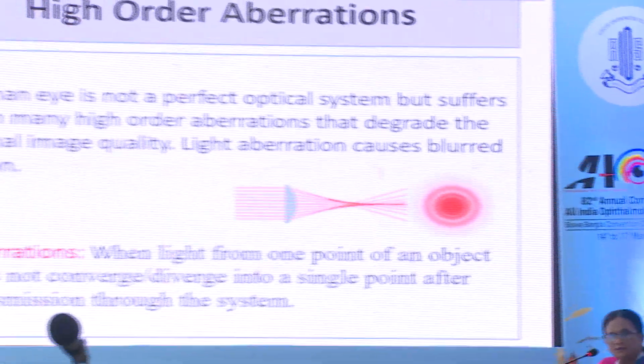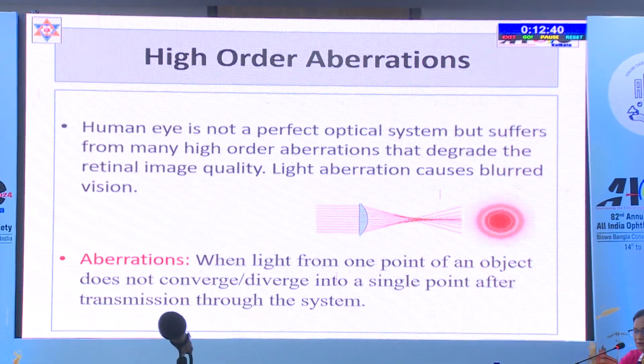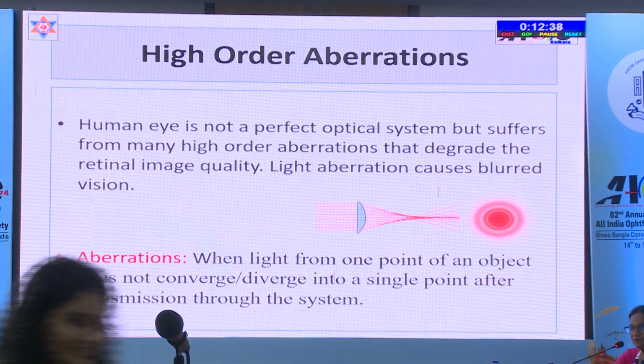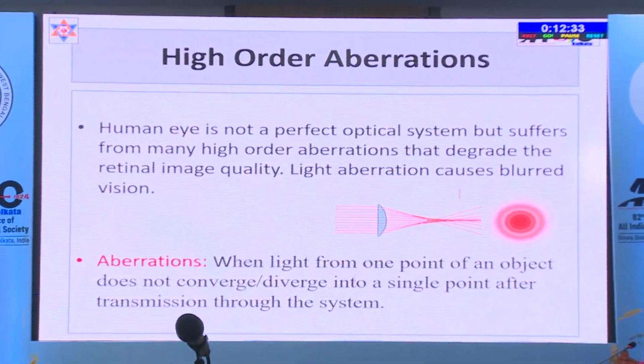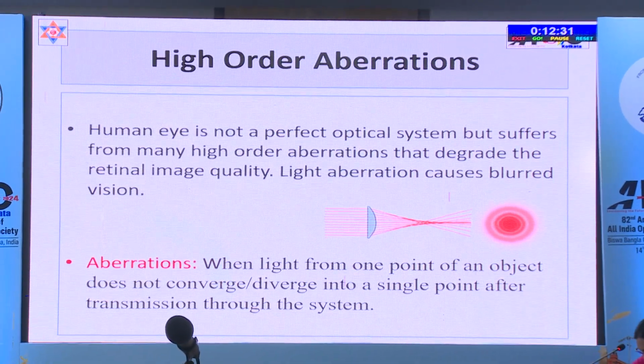This topic, high order aberrations and keratoconus, is something which is not talked about much, and it is very important because it is actually affecting the visual quality of the patients who suffer from keratoconus. First we should understand what high order aberration is. The human eye is not a perfect optical system; it suffers from high order aberrations that degrade the retinal image quality. So light aberration is actually causing blurred vision.